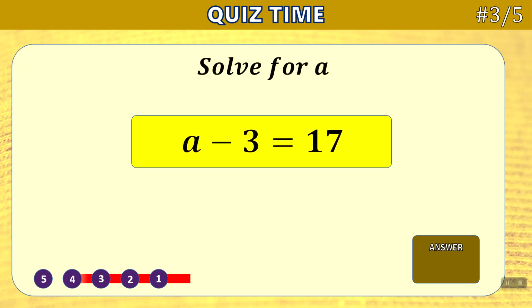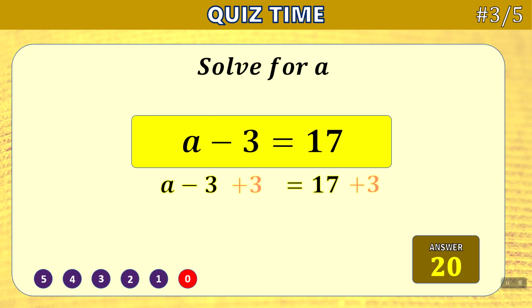Question 3. Solve for a. A minus 3 equals 17. Time's up. The answer is 20. If a take away 3 equals 17, and we need to leave a by itself, we have to apply the opposite of minus 3, which is plus 3. That cancels the 3's, and a is equal to 20.